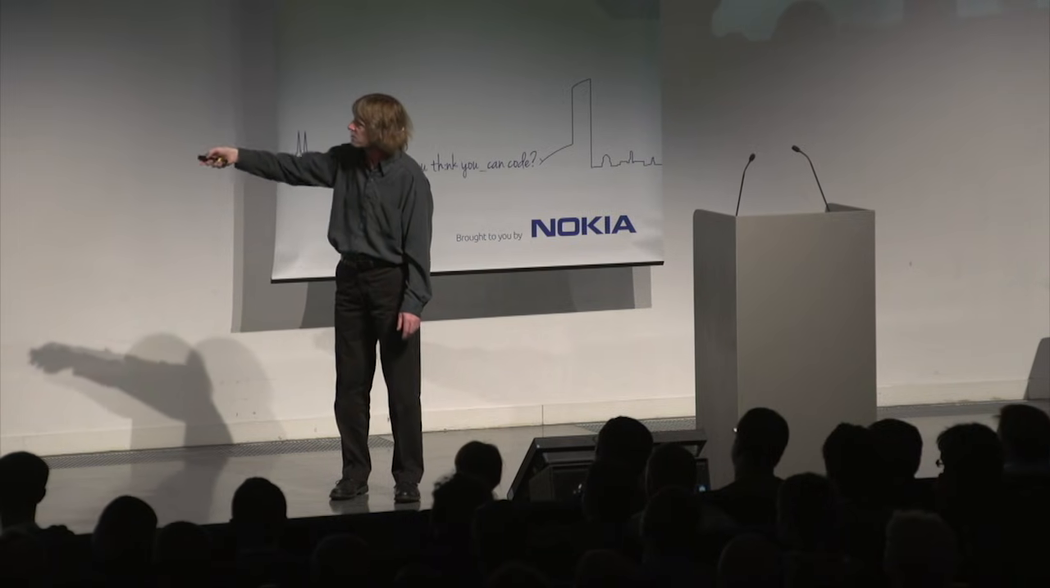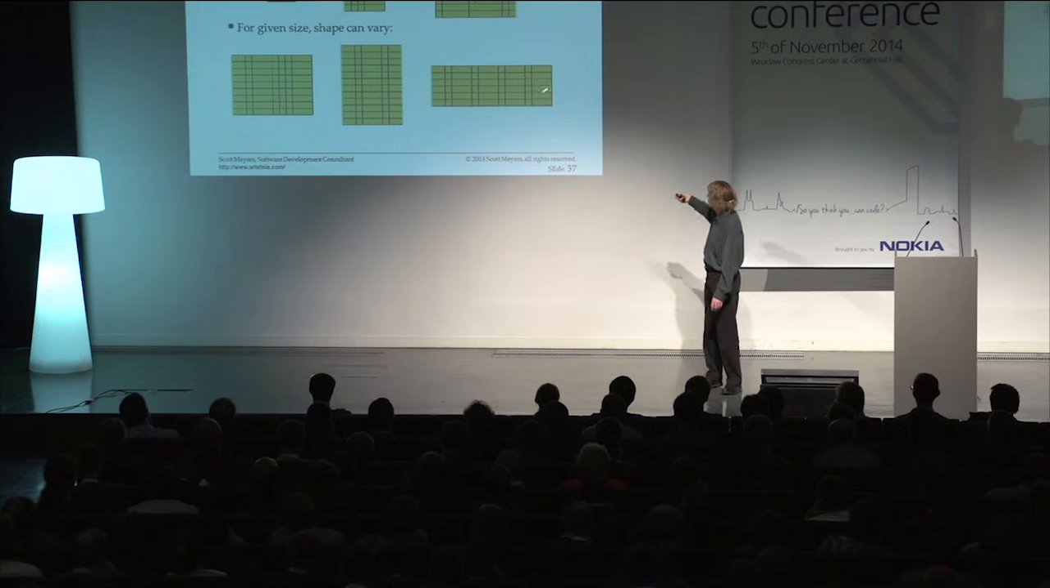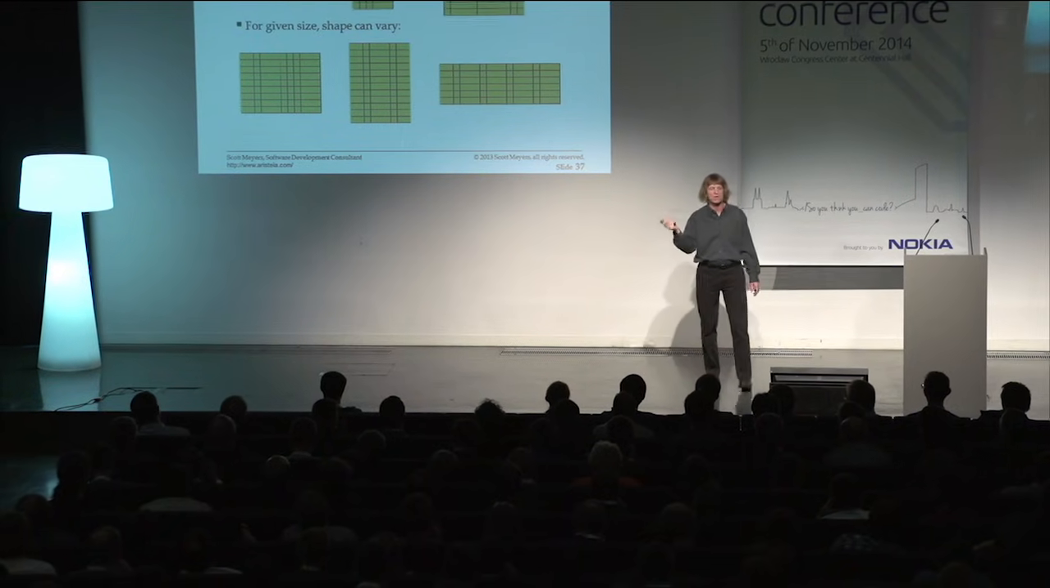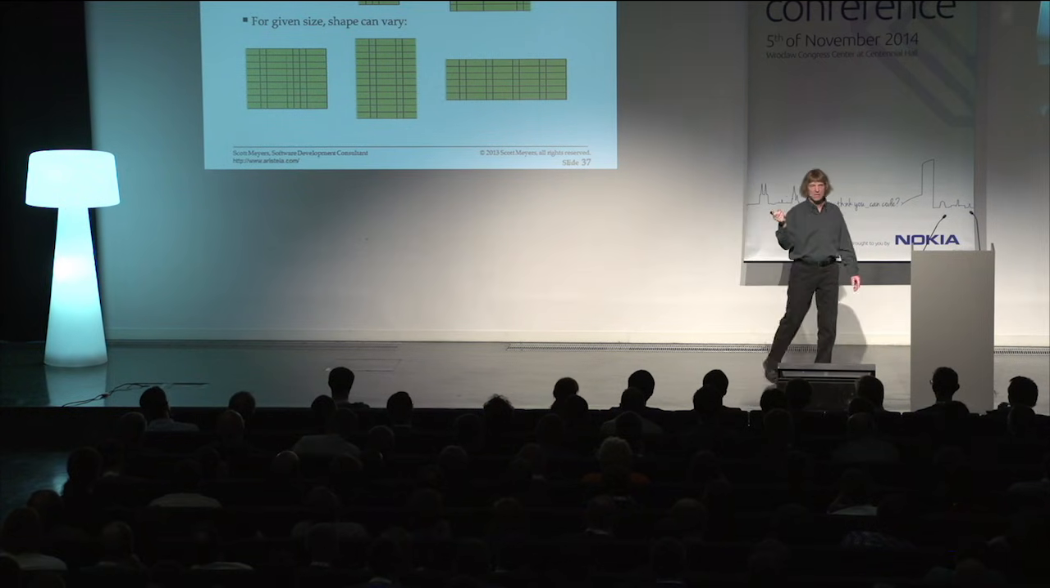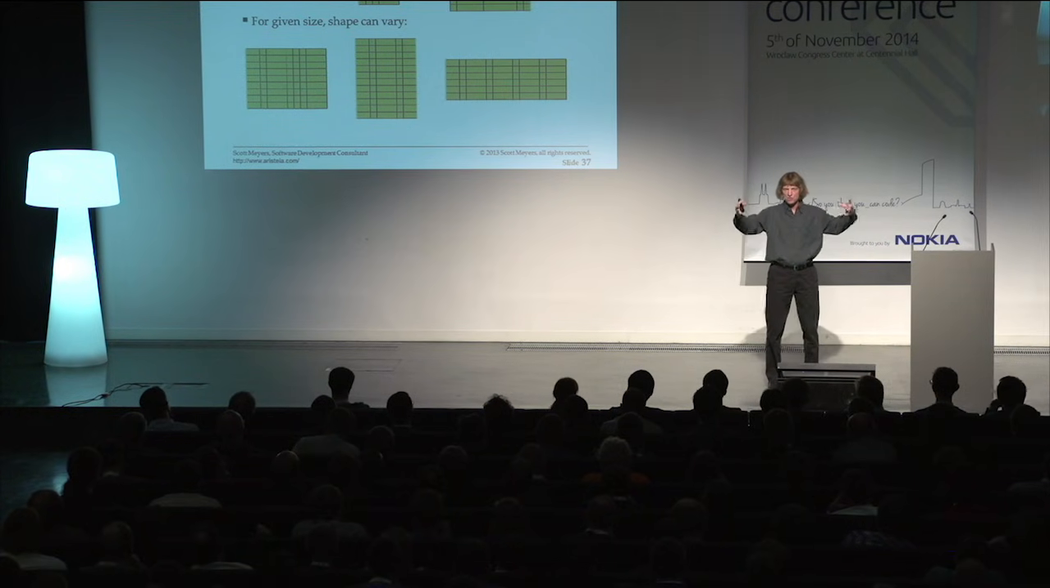So it turns out the area of this matrix, the area of this matrix, and the area of this matrix, they're all the same, but obviously the number of rows and the number of columns vary. So if you have a particular matrix, it can vary in size, or it can vary in shape.